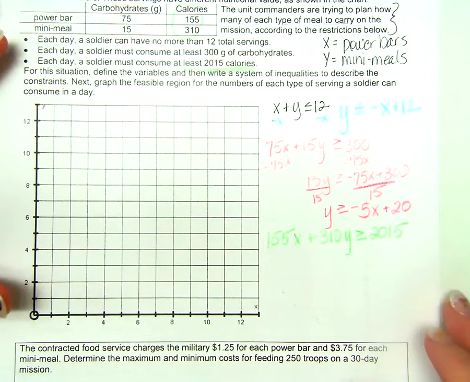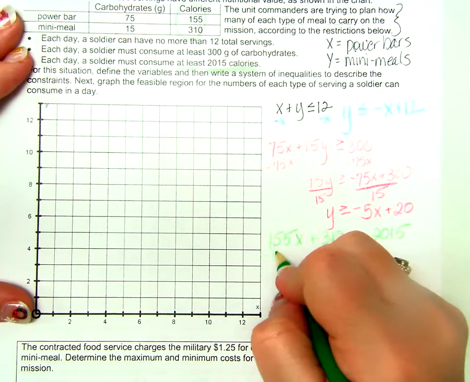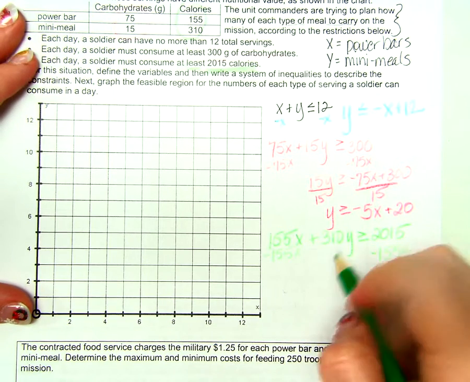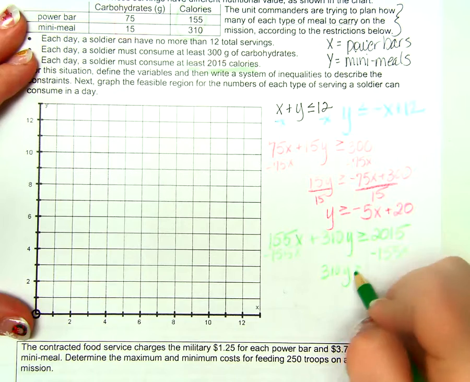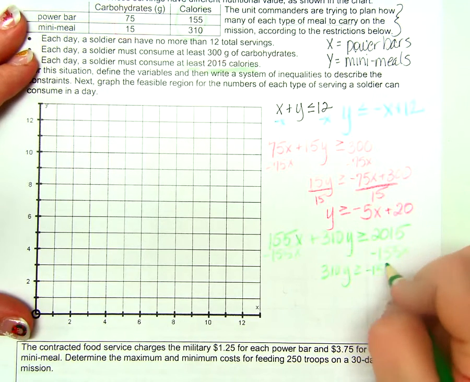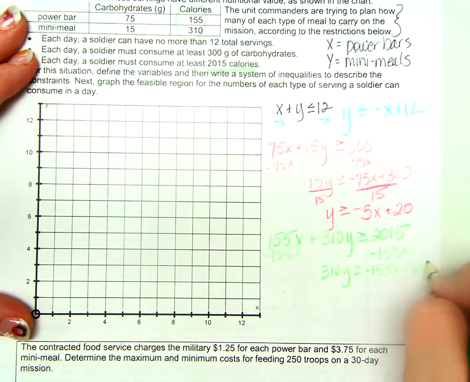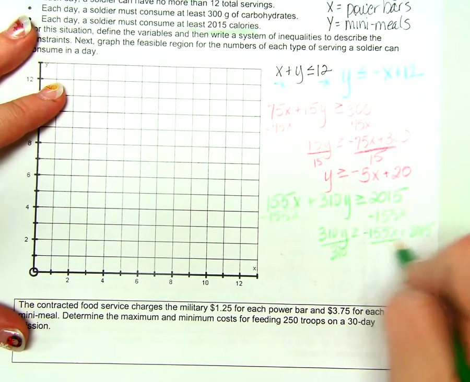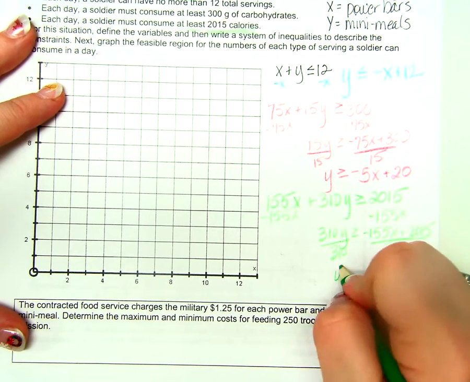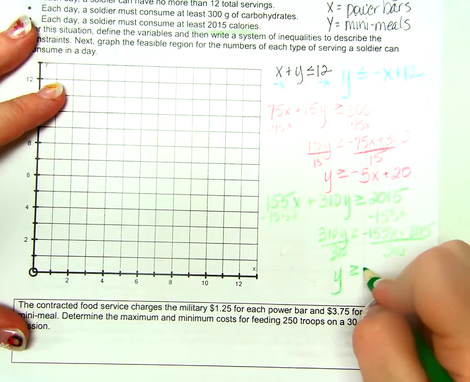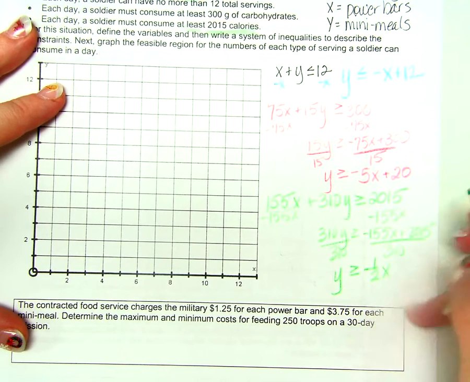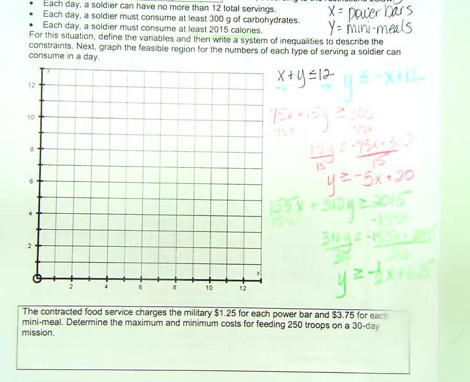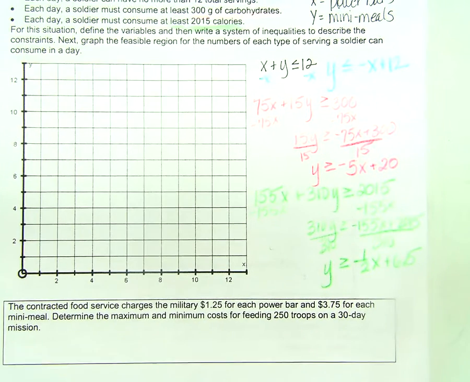Very good. Okay. So when I solve this one for y, subtract 155x from each side. 310y is greater than or equal to negative 155x plus 2015. Divide everything by 310. Y is greater than or equal to negative 1/2 x plus 6.5. Okay, so far?